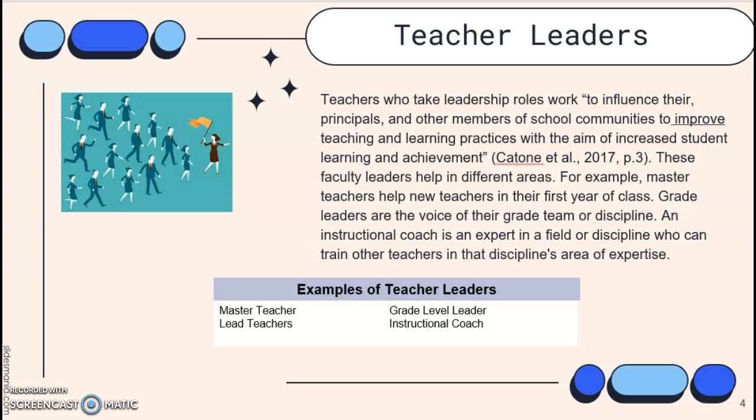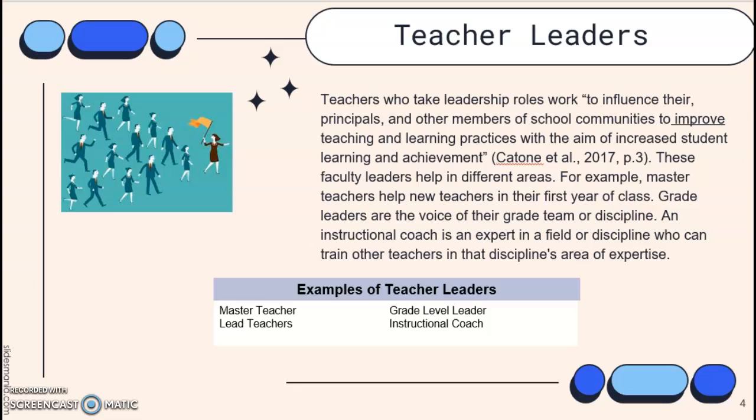Today, there are teacher leadership positions. I have some examples here. It could be master teachers, lead teachers, grade level teachers, or instructional coaches. Teachers who do take these leadership roles work to influence principals or other members of the school community to improve teaching and learning practices. And the main goal is to increase student learning and student achievement.